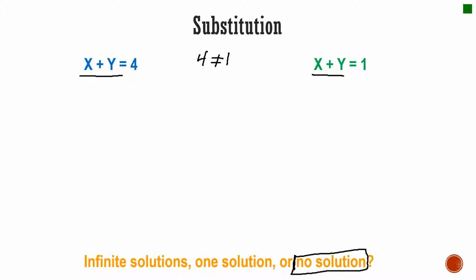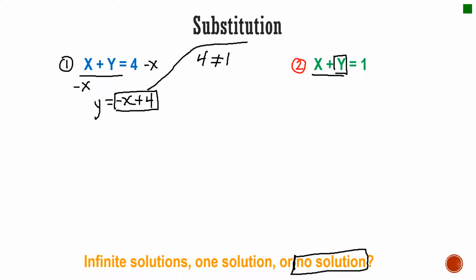So I'm going to change equation 1 into an equation that is easy to substitute. So I'm going to subtract x on both sides. This will give me y equals negative x plus 4. I'm going to take negative x plus 4 right here, and I'm going to substitute it for this y here. So this is going to go right there. Let's go ahead and make our substitution.